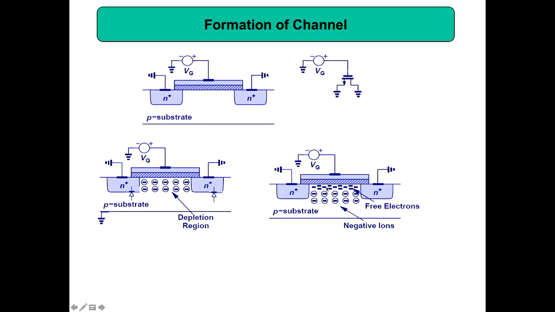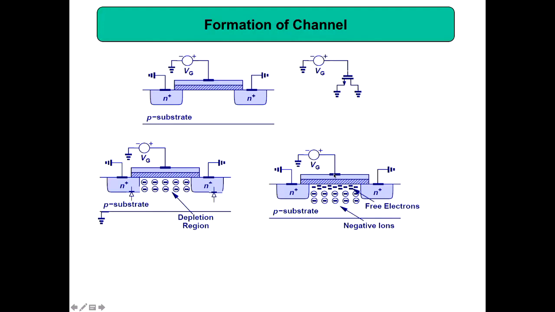This channel is inside the P substrate, a channel made of electrons. That is the reason we call it NMOS, negative MOS, meaning your channel is negative, not the substrate. When we say NMOS, it means your channel is made of electrons. When you get this channel and apply a potential difference between source and drain, you can move these electrons, and you can control this big flow using a small voltage here.